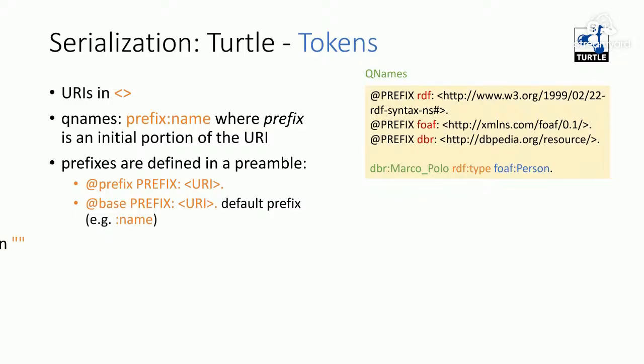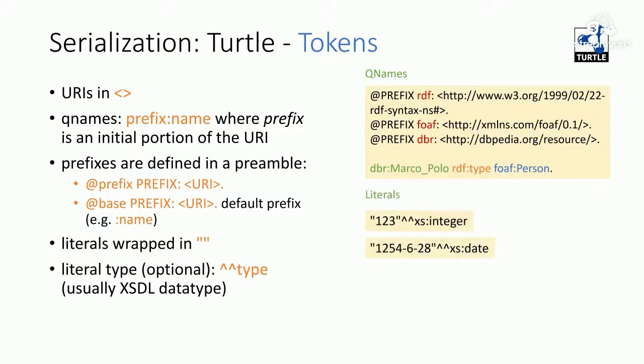Finally, all terms which are not a URI are literals and are wrapped in double quotes. Optionally, they can be followed by a suffix which represents the type of the data. For instance, you can see that 123 here is an integer number, and the other sample value is a date.